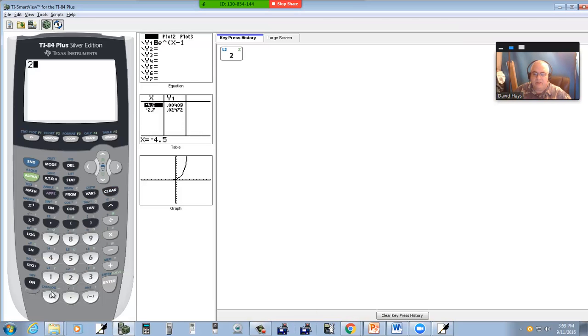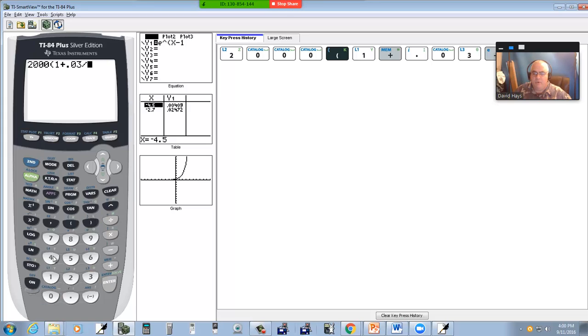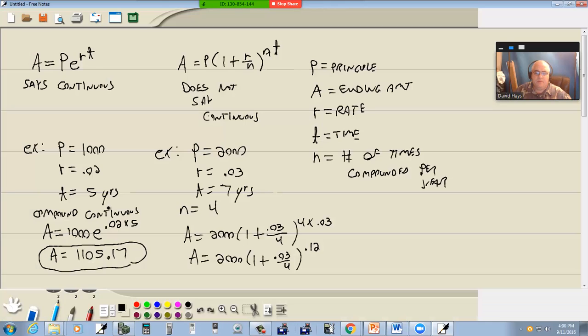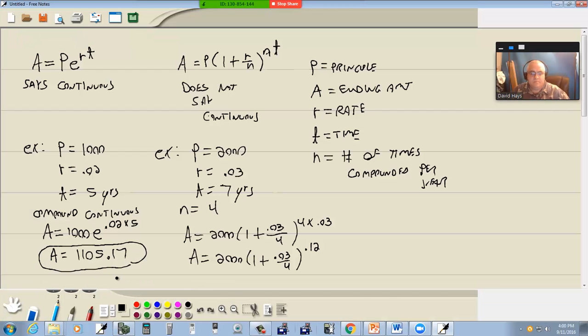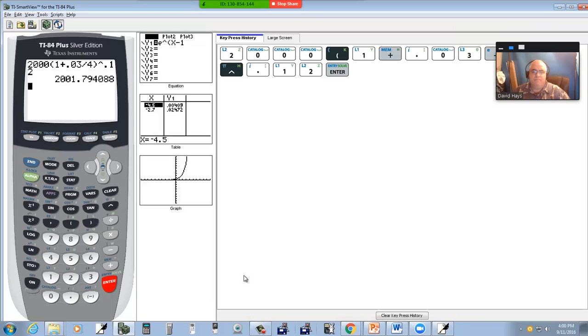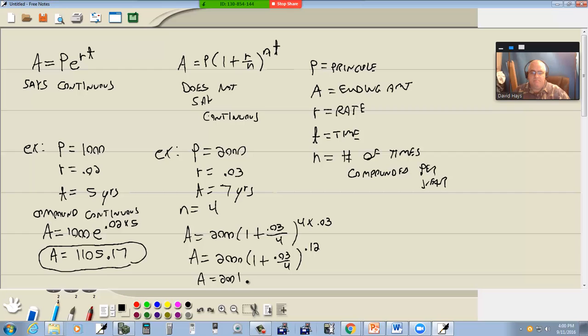So we got 2,000, beginning parentheses, 1 plus 0.03 divided by 4, closing parentheses, caret 0.12. And then press enter. And that tells us that A is 2001.79. And that'll be our answer.